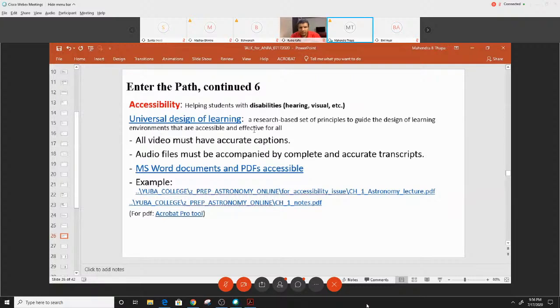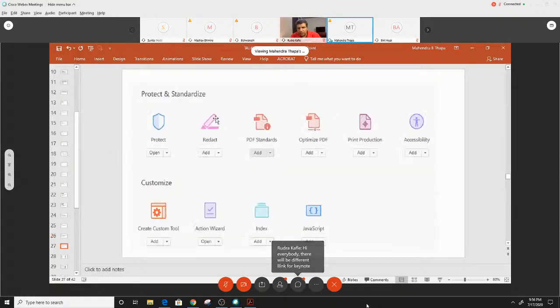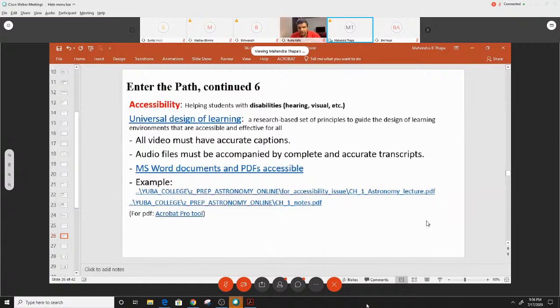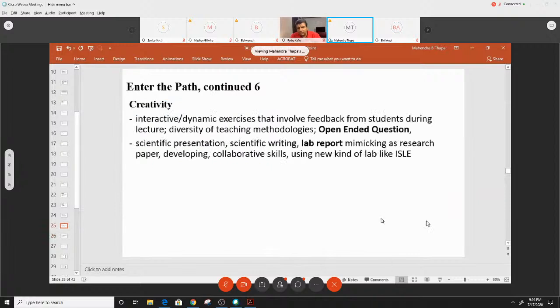It's called Universal Design for Learning. They tell you how to help those kinds of students. Just for example, in our courses we upload a lot of PDF files. These PDF files should be accessible to those students who cannot hear, or who are, in rough words, we can say blind.